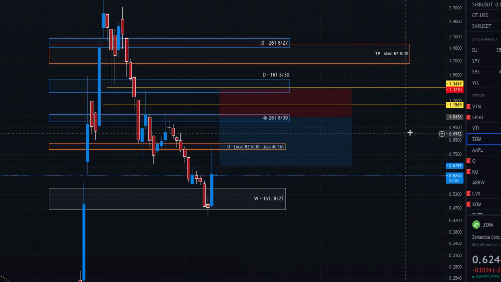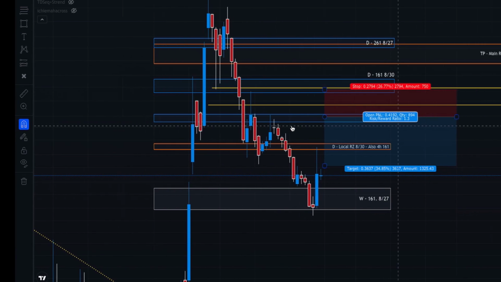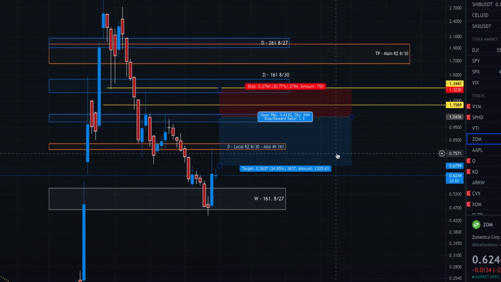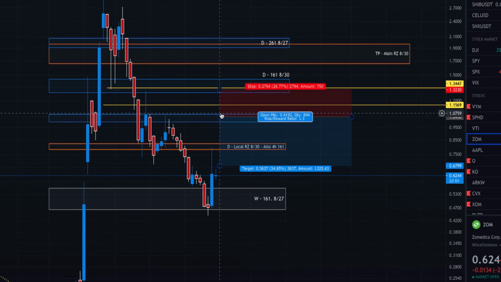So 1.32 risk reward ratio, 1.3 as we calculated. Entry price is at 1.04. Target price is at 0.67. Does this look like a good position? No, it doesn't. A 1.3 risk reward ratio is not worth it.